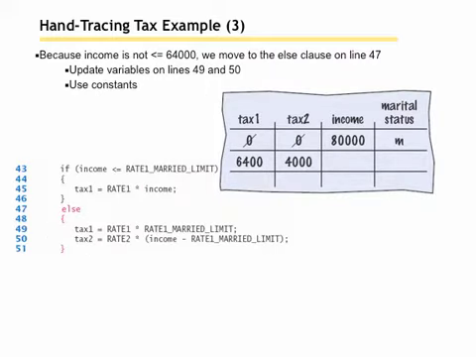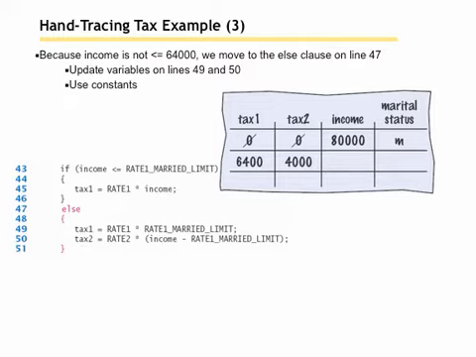And then we test if income, which is 80,000, is less than or equal to the RATE1_MARRIED_LIMIT. And the RATE1_MARRIED_LIMIT is 64,000. So it's not less than 64,000. So we go on to line 49, where we set tax1 equal to RATE1 times RATE1_MARRIED_LIMIT, which is 6,400. And we set tax2 equal to RATE2 times income minus RATE1_MARRIED_LIMIT, which will calculate to be 4,000.